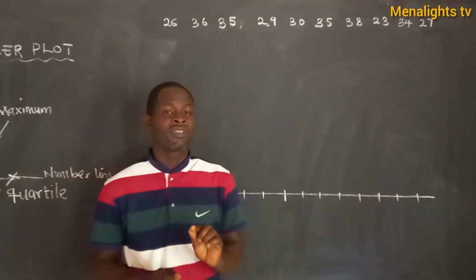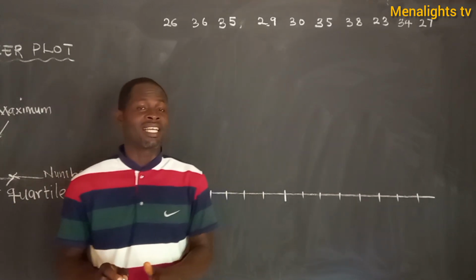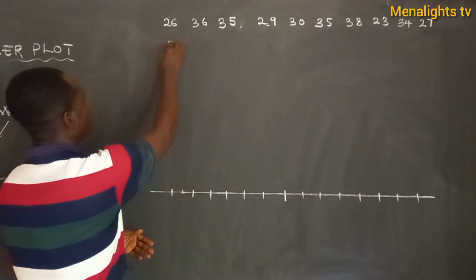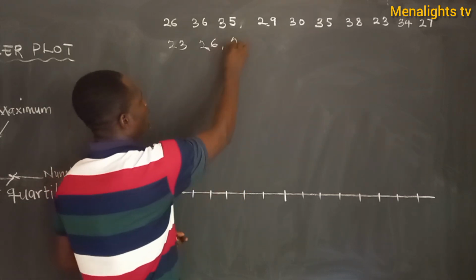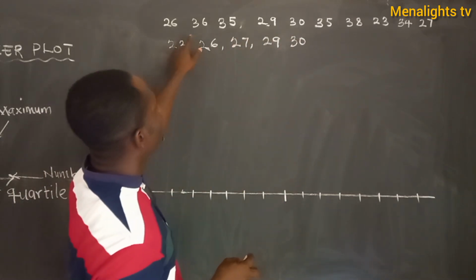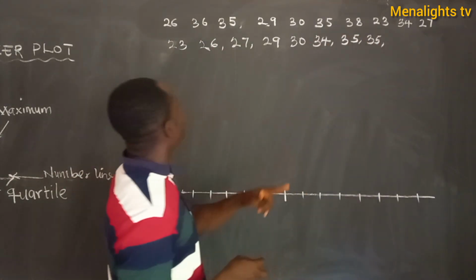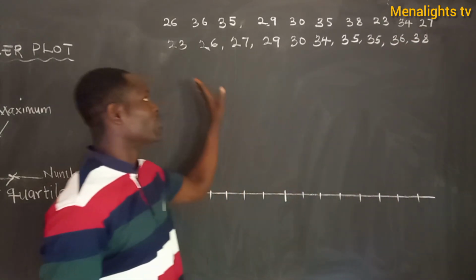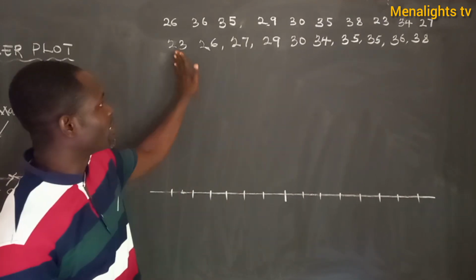So the first thing we have to do is to arrange this set of data from the smallest to the highest and find their median. So the smallest number here is 23. So this is the arrangement of the numbers from the smallest to the highest. Now we are going to determine the median of this set of data.